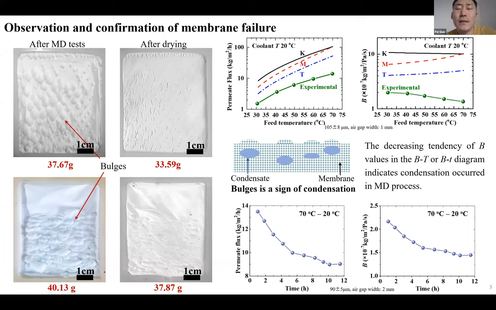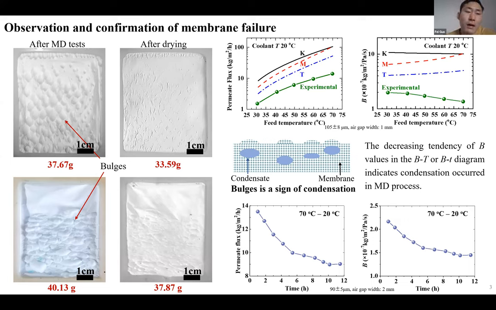The membrane used in this work is a PTFE membrane with a pore size of 1.22 micrometers, and the Knudsen number is 1.65. So transition diffusion is used to describe the mass transfer. The experimental data does not agree with the theoretical predictions. The B values established from Knudsen diffusion decrease about 5%, and those established from molecular diffusion and transition diffusion increase with the temperature. But in our experiment, the B values decrease about 37%.